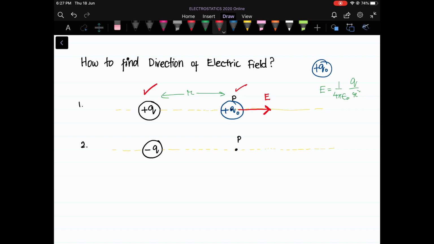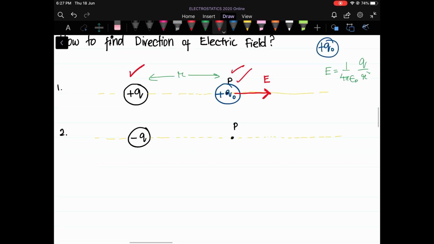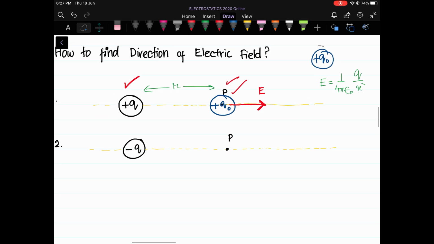So in simple terms, wherever our positive test charge is going to move, that direction is the direction of your electric field. In the second example, again, if you look, we have a negative source charge. Again we have a point P where we want to find the direction of electric field. I'm going to take the test charge and place it at point P. The test charge again I'm going to take positive. We are never going to take a negative test charge, but our test charge will always be positive.